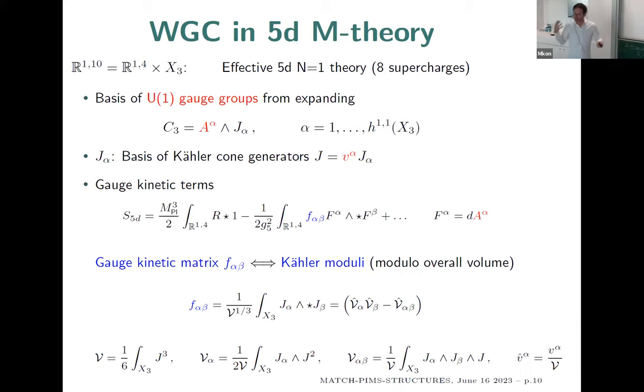Where do the gauge degrees of freedom come from? Where does the gauge bundle come from? Its connection is obtained by simply splitting the three form that we have in 11 dimensions in this fashion. So we take a certain basis of the (1,1) forms on the Calabi-Yau 3. And we simply write C3 as the sum of one form in R^{1,4} times two form in X3. And this way we get this one form which inherits the gauge degree of freedom of C3. So this is the gauge potential.